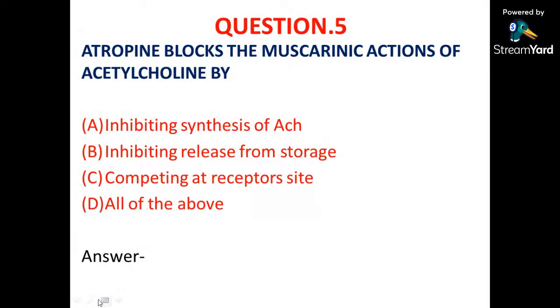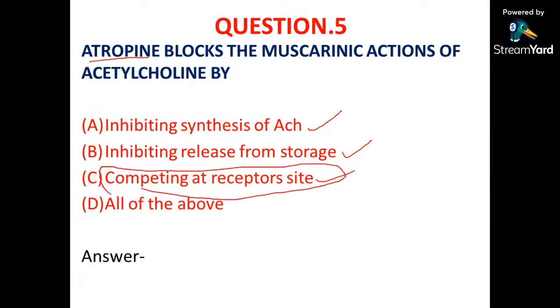Next question, very important question. Atropine blocks the muscarinic actions of acetylcholine by: first option, it inhibits the synthesis of acetylcholine, or it inhibits the release from the storage, or it will block the receptors competitively, or all the above. This is a very simple question. Atropine is a strong anticholinergic drug which will block the receptors competitively.